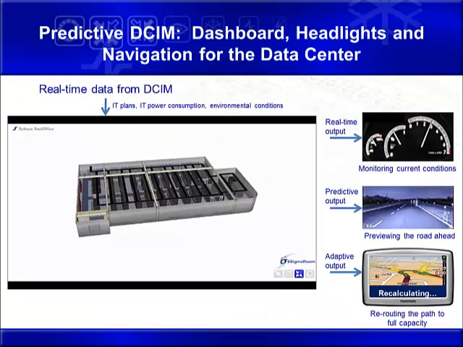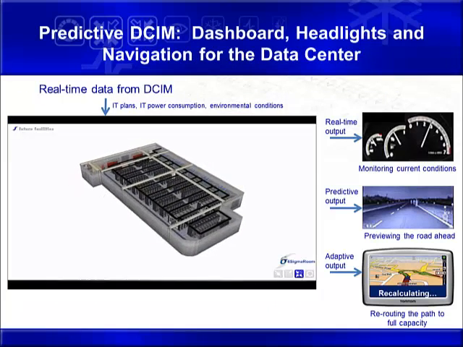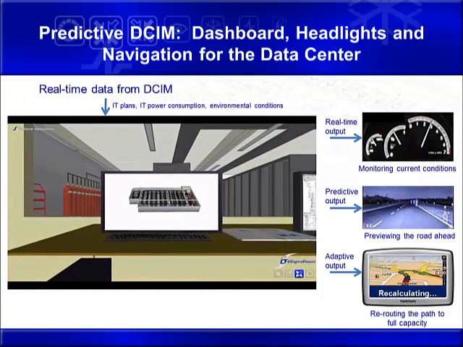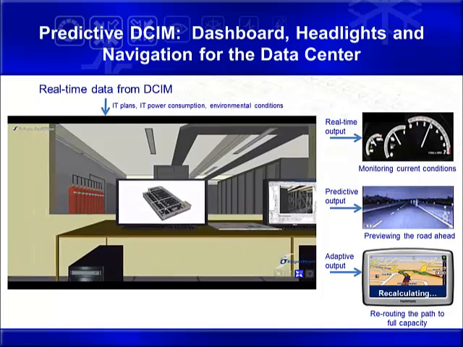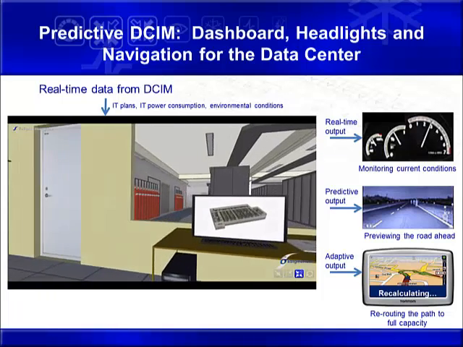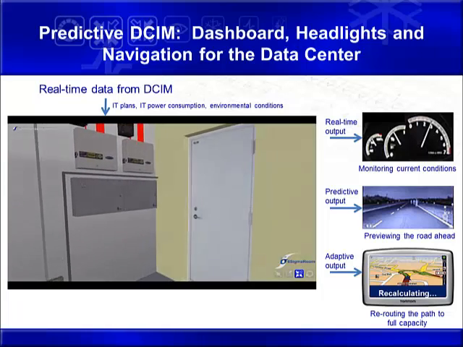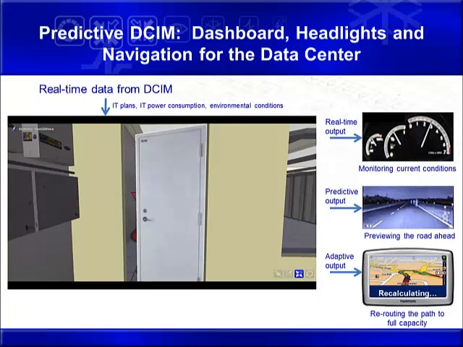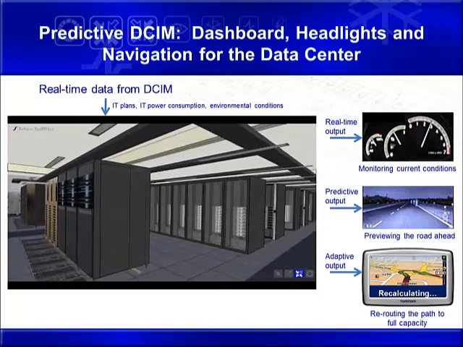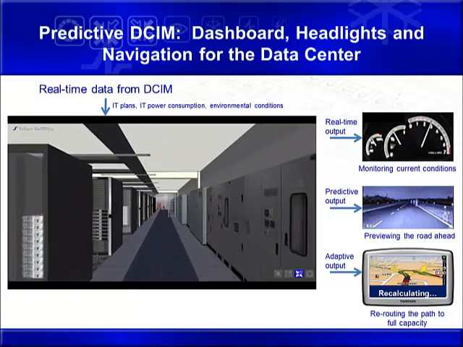A combination of real-time information from DCIM tools and predictive modeling provides the three types of information required to safely navigate a data center to its destination. Predictive DCIM is based on a mathematical model of the physical data center. This model is effectively a digital clone of the actual facility at every point in time over its lifespan.